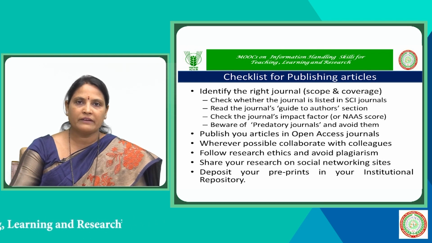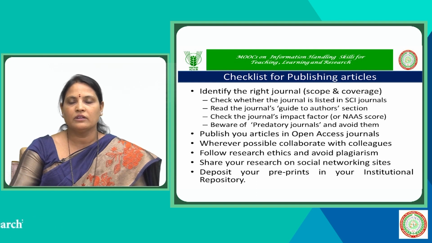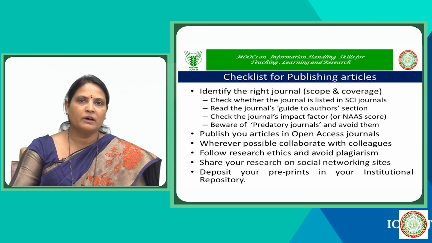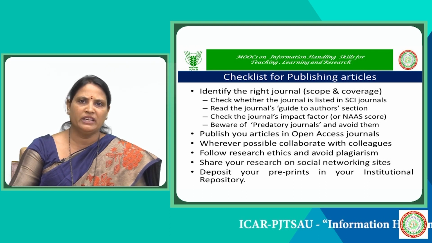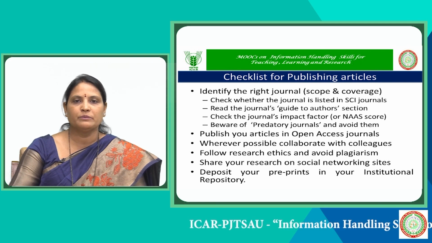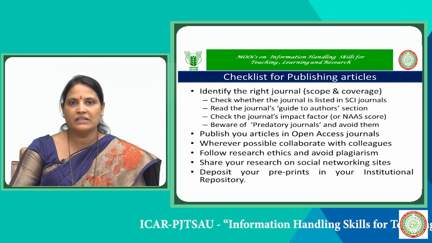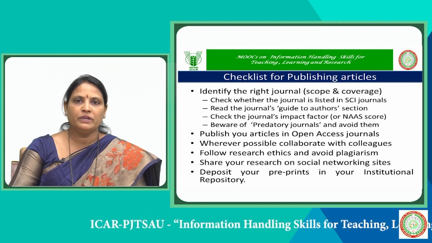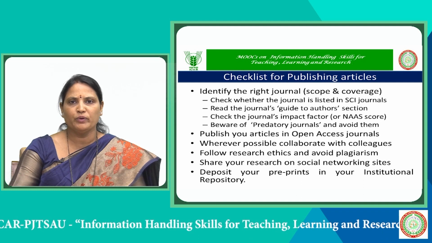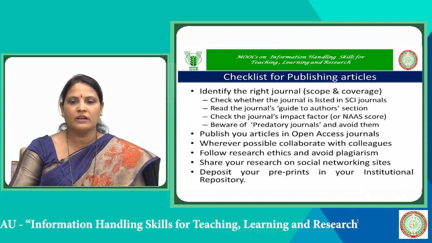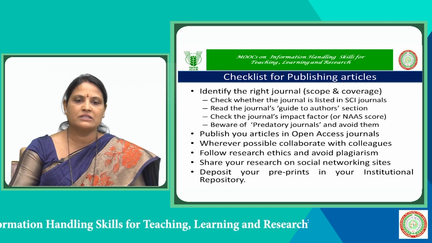Check the journal's impact factor also, or you can check the NAS score, and we have to keep in mind that the journal should not come under predatory journals, and we should avoid them. The next process is to publish your article in open access journals. That is also possible. If you publish your article in open access journals, it may be useful for all of us. Citations may also be higher when we publish in an open access journal.